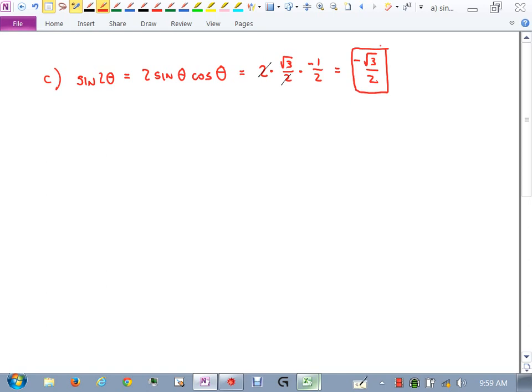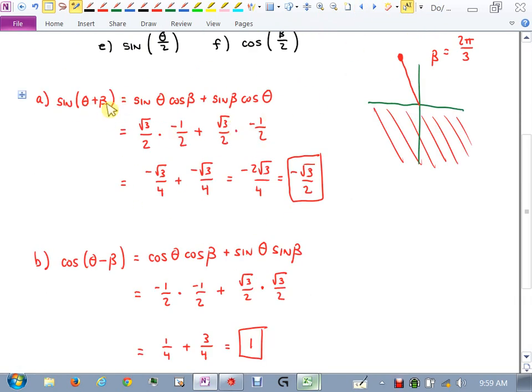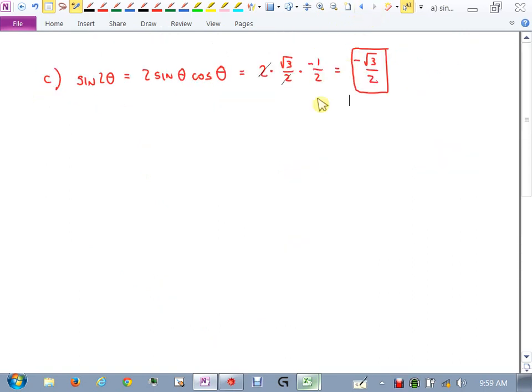So you should just get negative root 3 over 2. That matches the answer from part A, doesn't it? Didn't that match the answer from part A? And that was only because theta and beta were the same. So when you do theta plus beta, it's the same as saying theta plus theta, and theta plus theta is 2 theta. So this answer should match. But again, that's only because they were the same angle. Okay, how about part D?